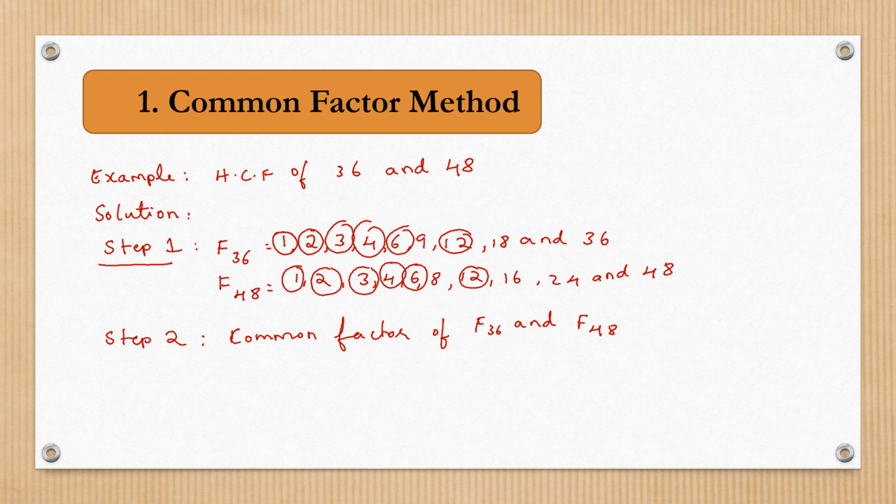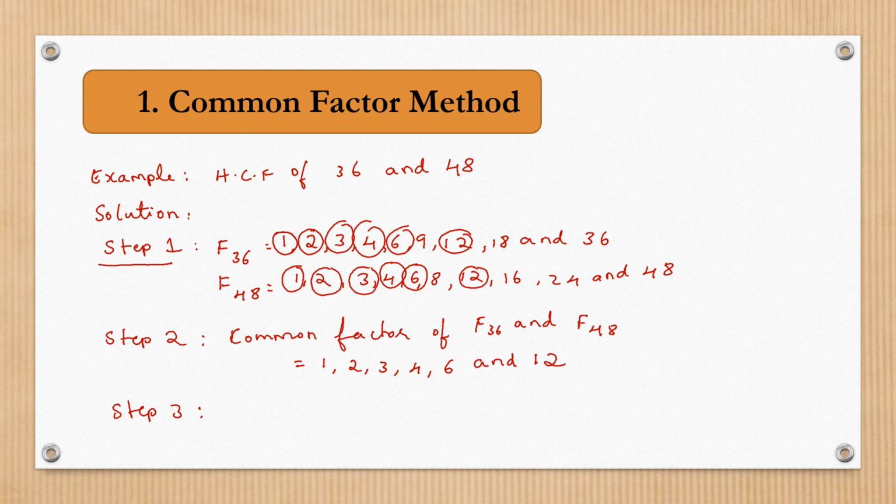So what did you find? Note down here the common factors: 1, 2, 3, 4, 6 and 12 are the common factors we obtained in step 2. So let's see what is step 3. Step 3 is, from step 2, the highest factor we have got will be the HCF of the given numbers.